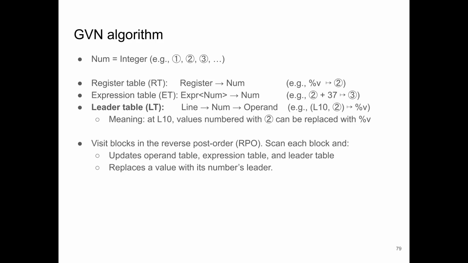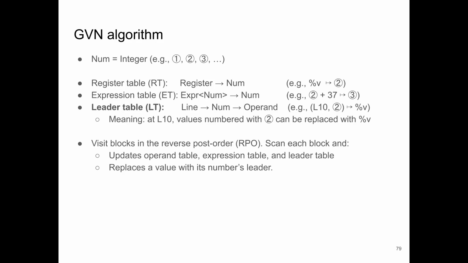And if there were the leader value of the number of an instruction, then it means that the instruction can be replaced with the leader value. And we're going to add this information to the replacement dictionary. For example, %v is numbered with 2, and this number 2 has a leader value %w. Then we can safely conclude that %v can be replaced with %w because %w was the leader value.